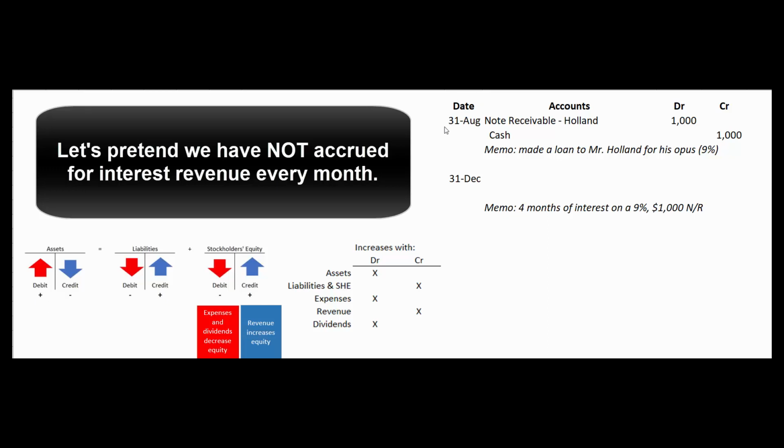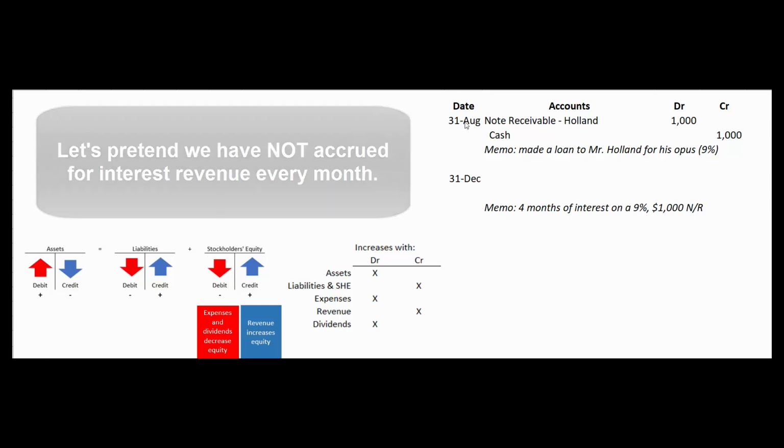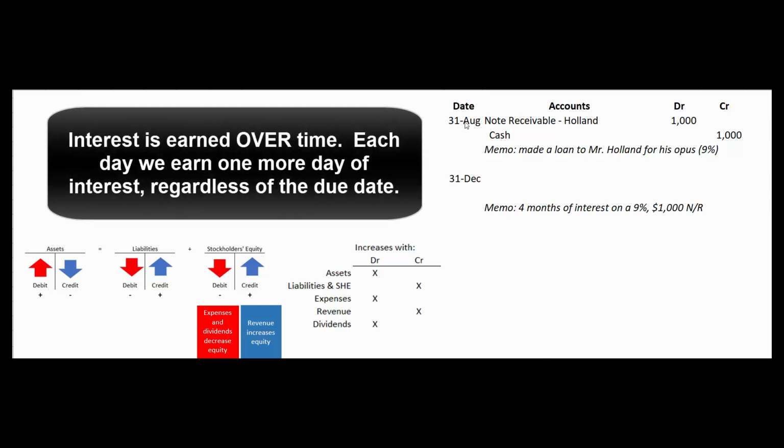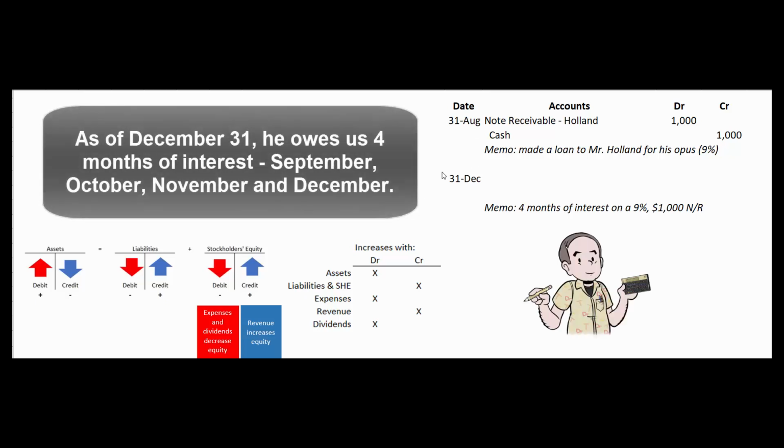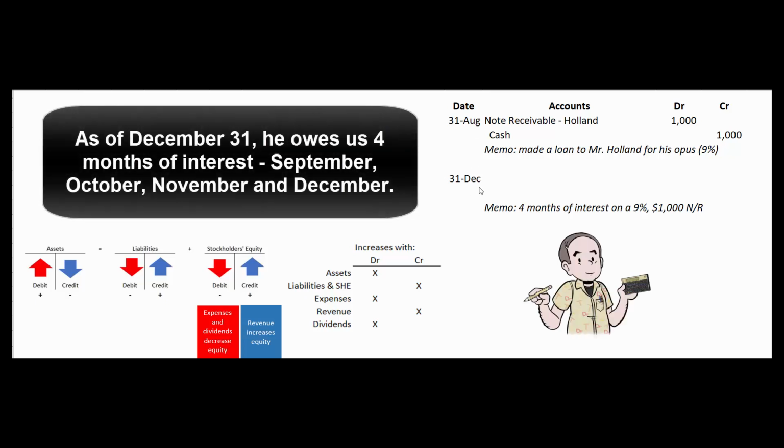On August 31st, Mr. Holland owes us no interest. If he'd repaid us on that very same day, we wouldn't have collected any interest. But after 1 day, he owes us 1 day worth of interest. After 2 days, he owes us 2 days worth of interest. After 3 days, he owes us 3 days worth of interest, etc. So as of December 31st, he owes us interest for September, October, November, and December.